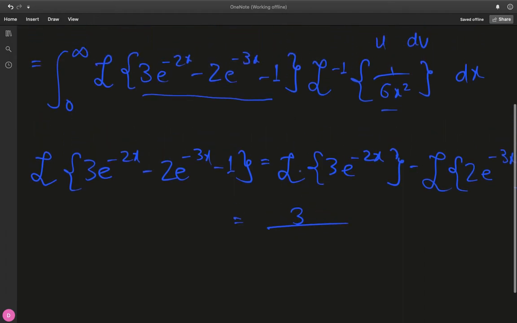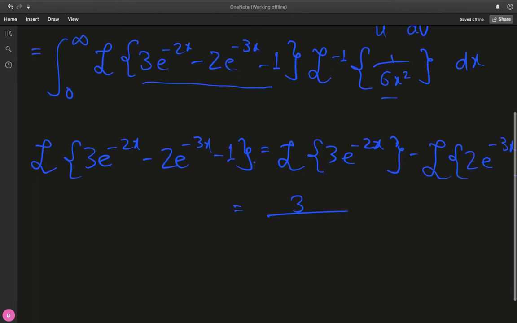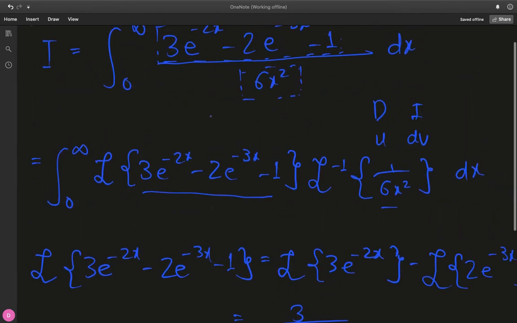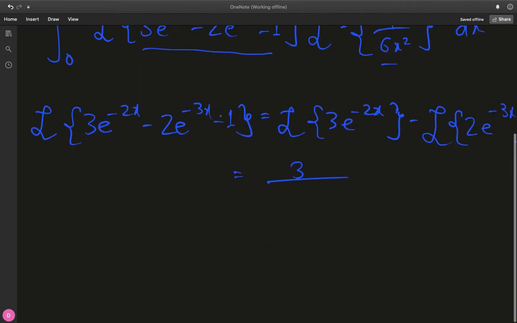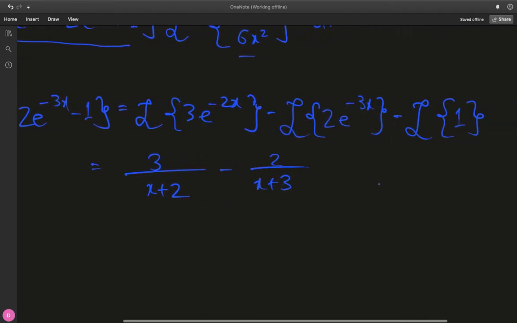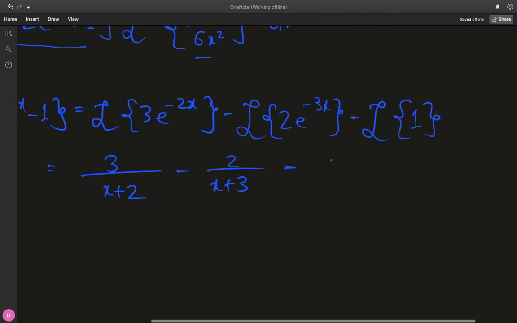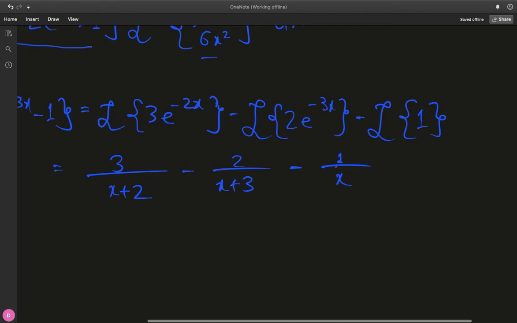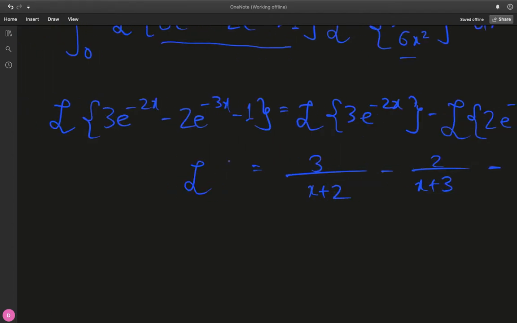but notice that even after taking the Laplace transform we need to end up in x, right? Because if you remember those conditions that I had talked about of applying this, we need to start and end in the same variable. So 3 divided by, instead of s we'll have an x plus 2, minus 2 over x plus 3, minus the Laplace transform of 1, which is just 1 over s, but in our case s is x, so 1 over x. So there we have found the Laplace transform that we needed to find.